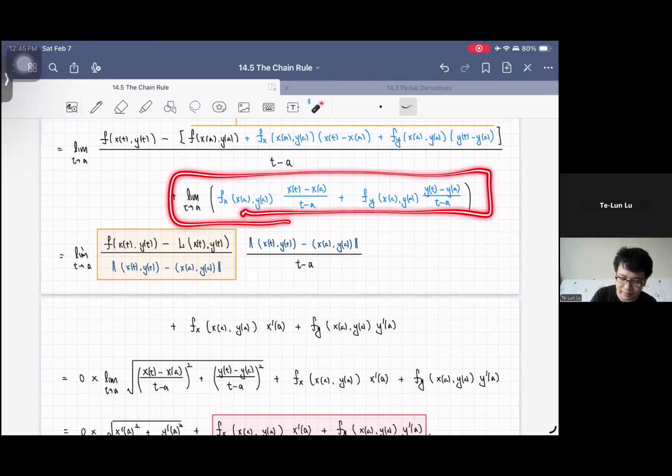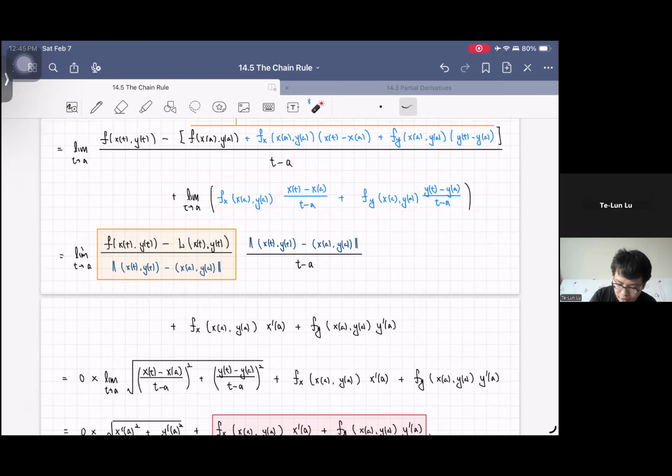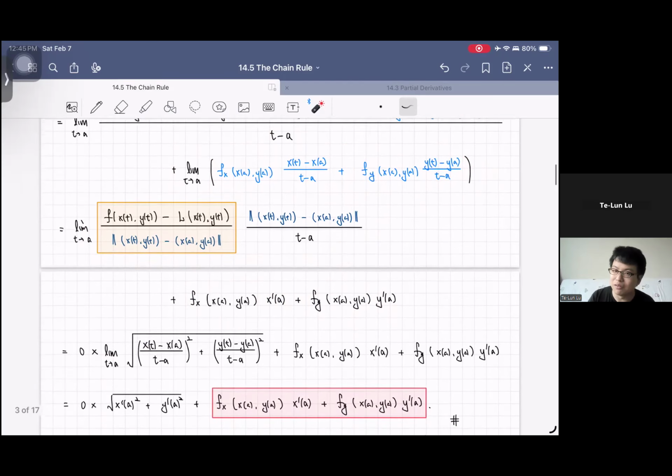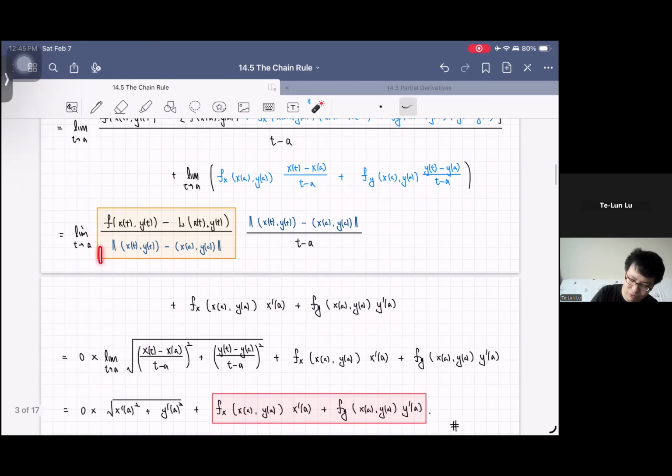You see that this term does not depend on t, so we can just factor it out of the limit. And by definition, the limit of this term is actually x prime of a, right? The same thing holds for this term. You have f_y at (x(a), y(a)), and y prime of a. So you can see that the job here is to simply show that this whole thing is zero, right? However, this is actually very straightforward from the definition of differentiability, because this term goes to zero as t goes to a, since the point converges to that point. And so this will converge to zero by the definition of differentiability.